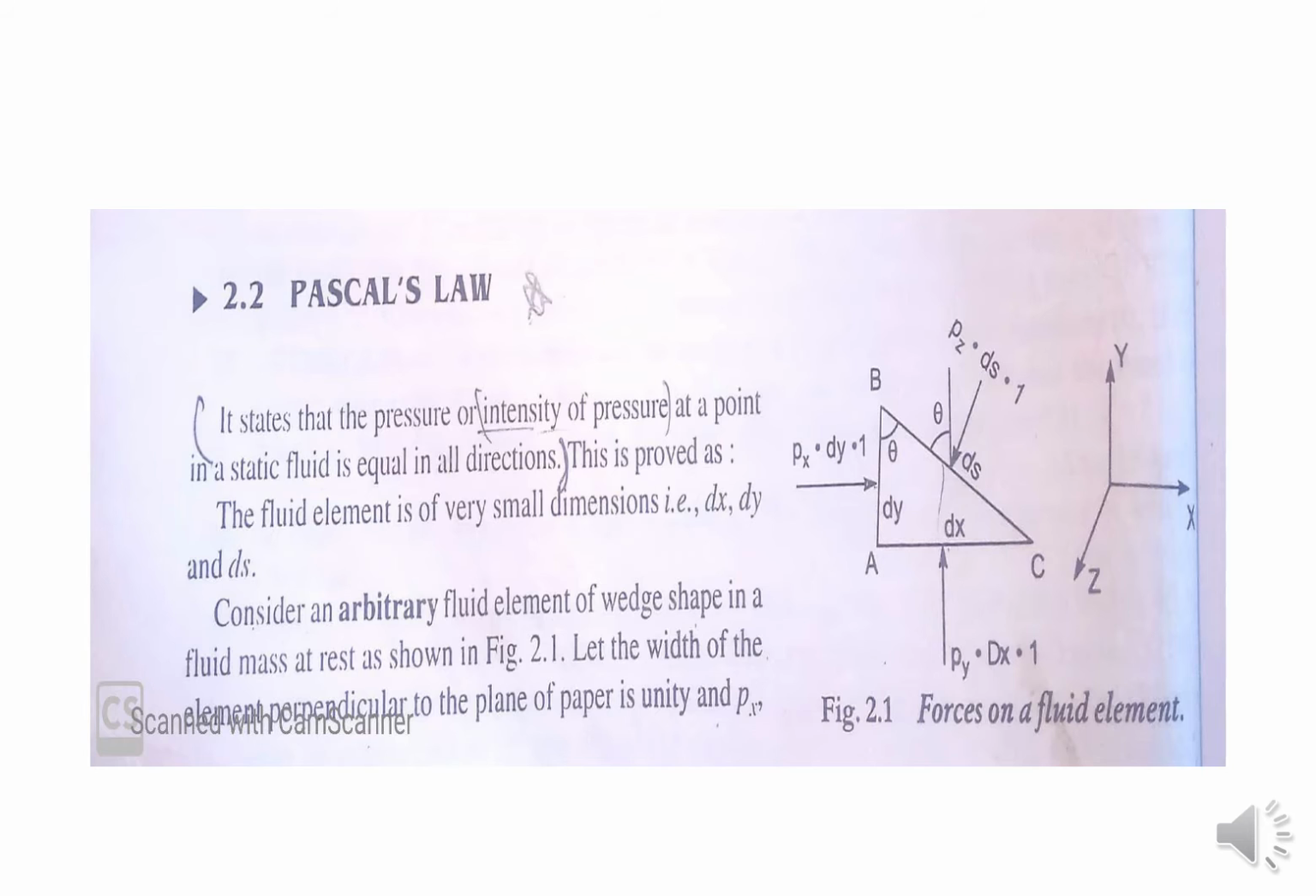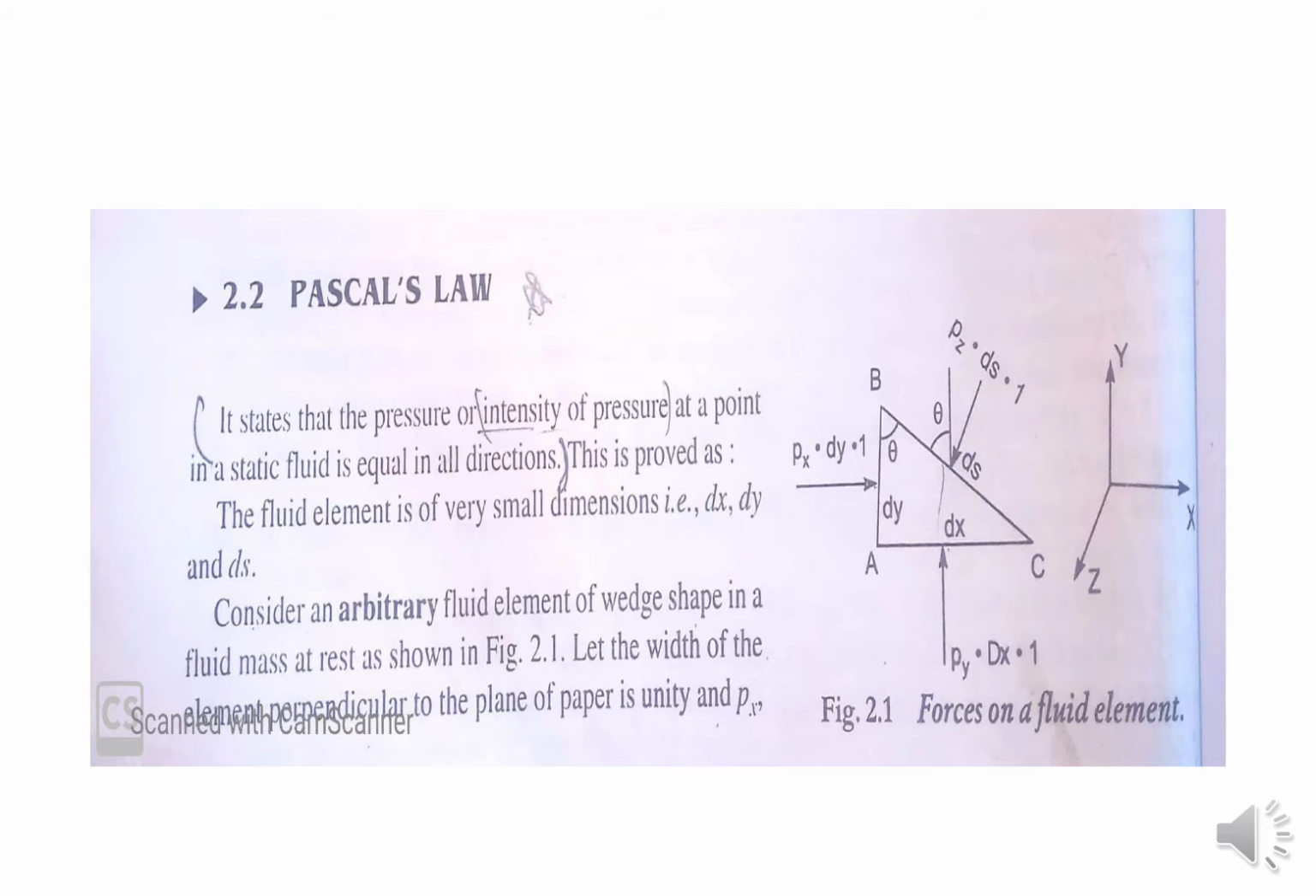Means what? If there is a static liquid, suppose if I take a water in a glass, it is static, and if I measure at any point in that liquid, the pressure acting will be same in x direction, y direction, and z direction. This is why the fluid is in the equilibrium position. It is given by Pascal. So we'll prove how it is. So you take this diagram in your notebook so that you can easily derive the things.